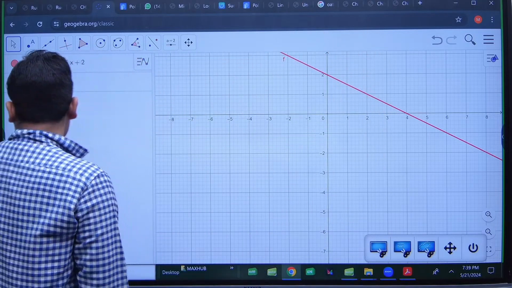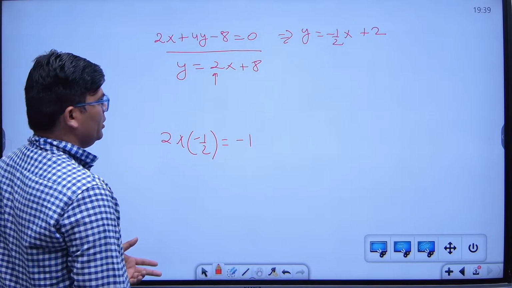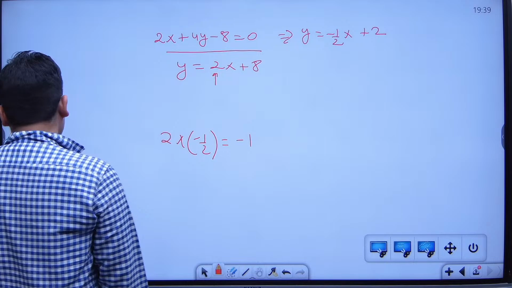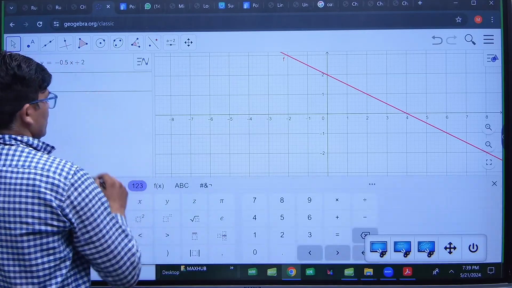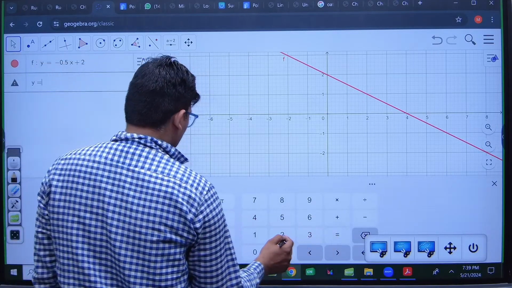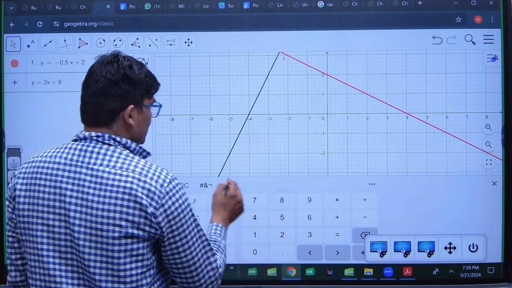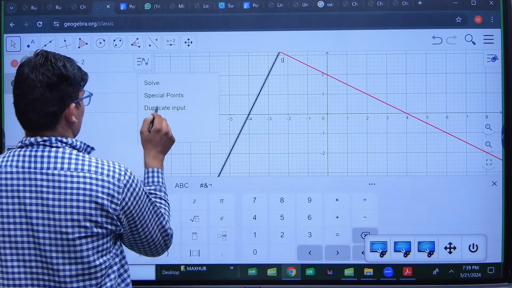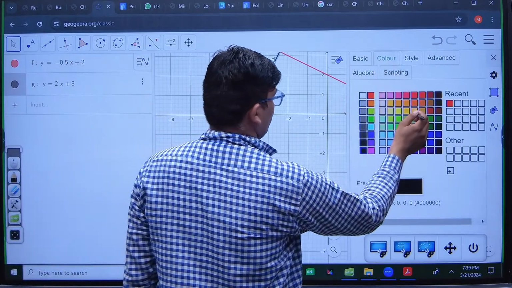If B is negative, it will go down. If I write the second case, it is y is equal to 2x plus 8. They are perpendicular.